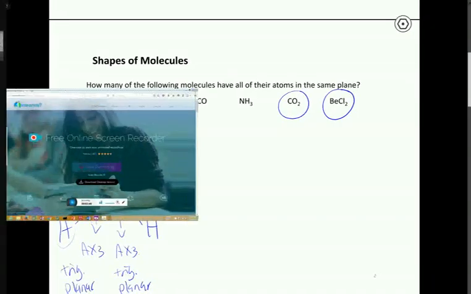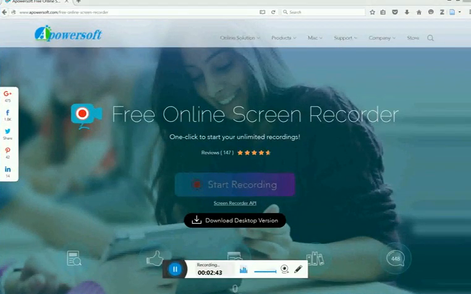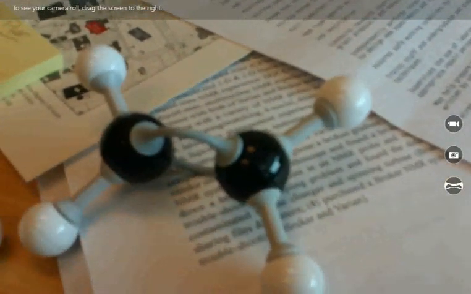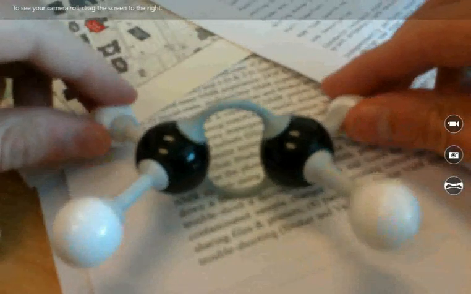So if we look at the model of this, again, when you're learning these types of things, building models is helpful. Here's what this looks like. This is a model of that molecule, and as you can see, it's a perfectly flat molecule. The hydrogens, these white balls on the outside, are in the same plane as the carbons, these black ones here. Okay, so we have a planar molecule.